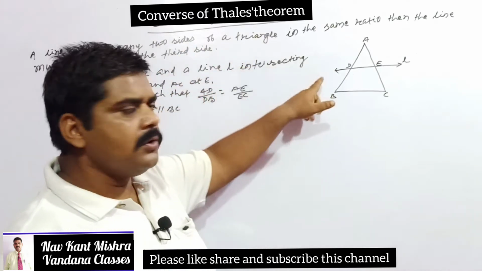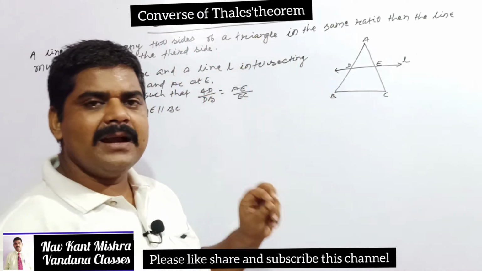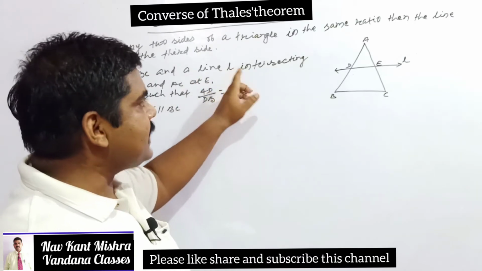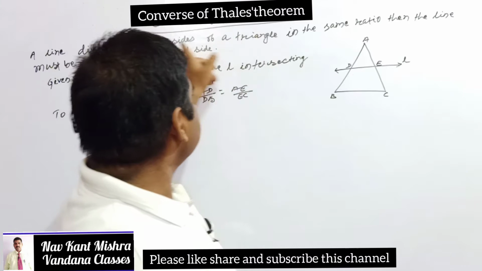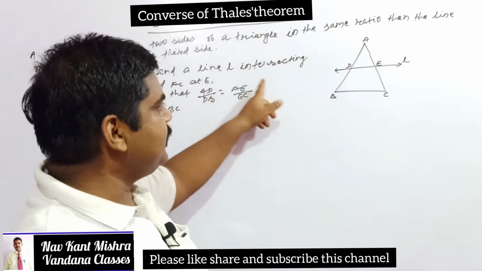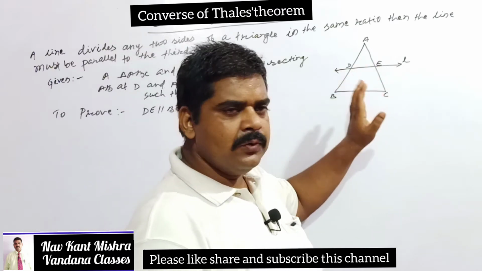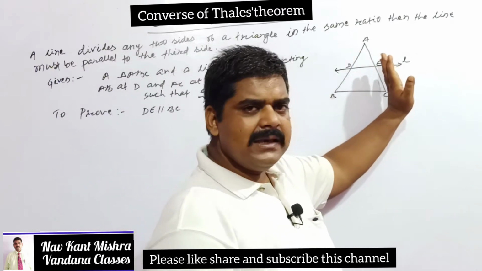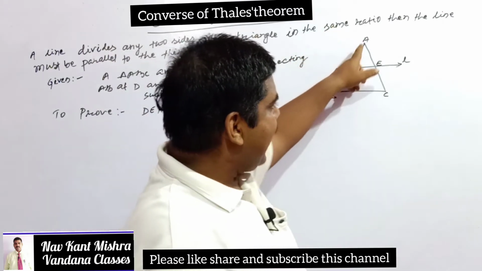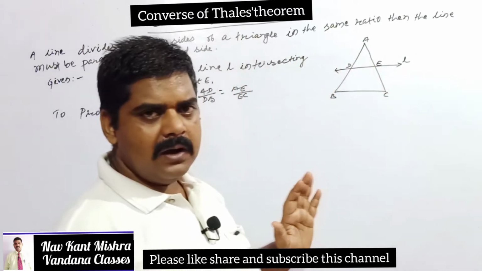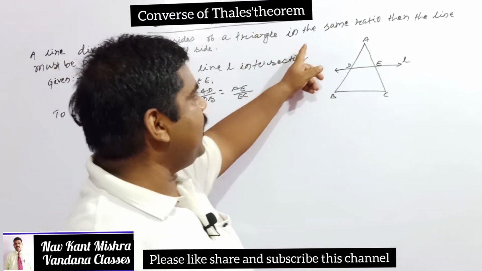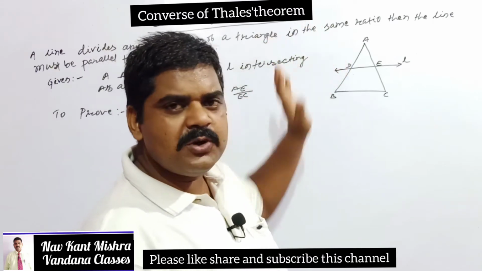a triangle. So you also have to consider a line. I have considered a line L, and it is given that it divides in the same ratio. So I have written that a line passes through AB and AC and it intersects AB at D and AC at E. Understood? And it is also given, according to the statement, that it divides in the same ratio.